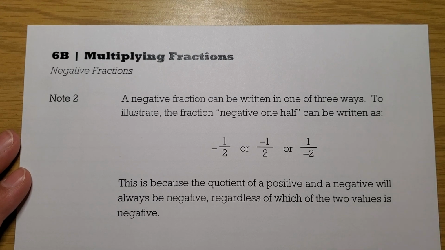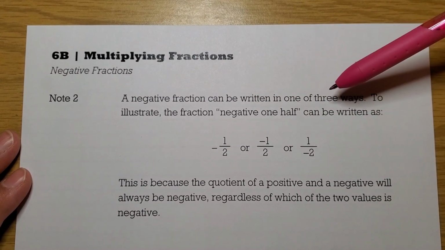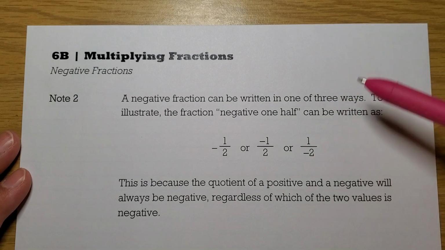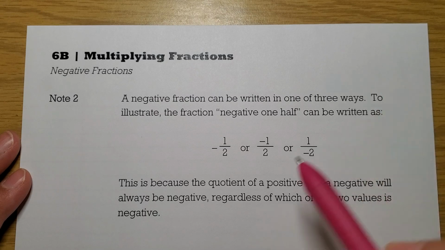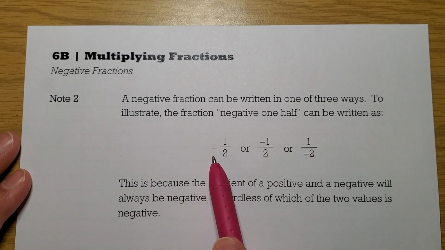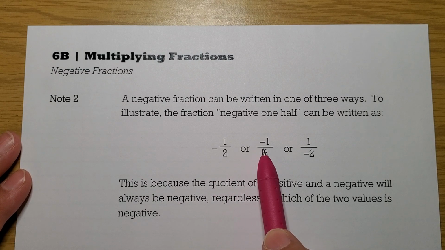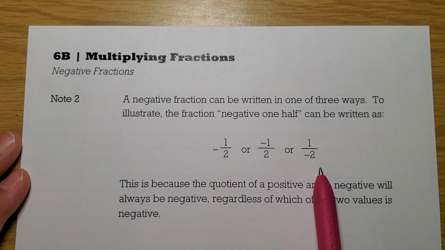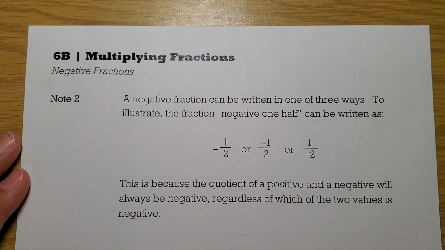So this note starts out by saying a negative fraction can be written in one of three ways. If we're looking at, for example, a negative 1/2, you could write that with the negative sign out front of the fraction. You could write that with a -1 in the top, or you can write that with a -2 in the bottom. Any of these three fractions means the same thing.